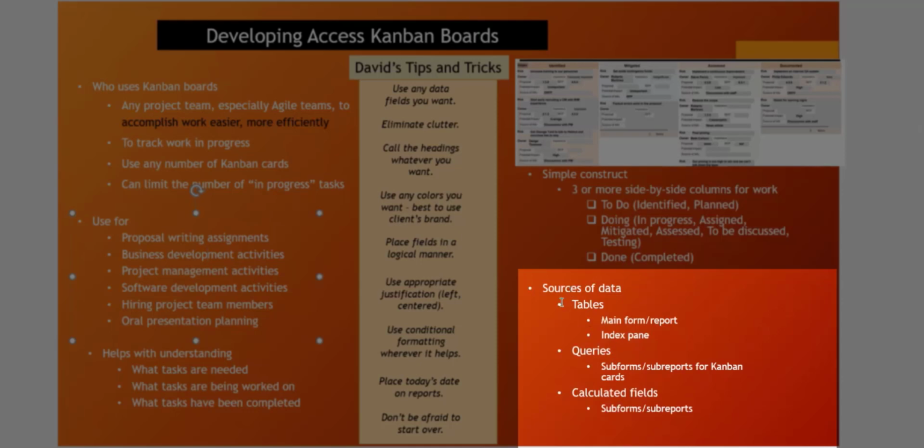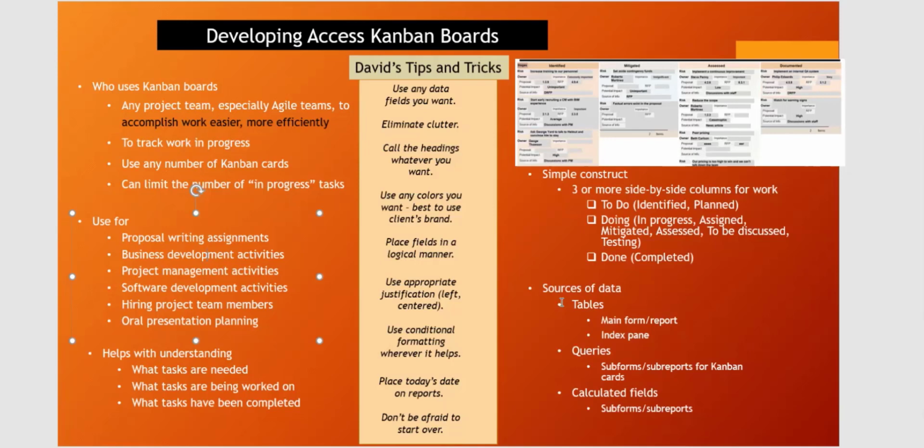And the sources of data that are on my Kanbans are tables for the main form and the main report, and then the index pane. Queries, the queries are to populate subreports and subforms. And then there are calculated fields on these forms and reports that are just pulling data off the forms themselves or off the reports themselves and placing them in a specific place on the board.